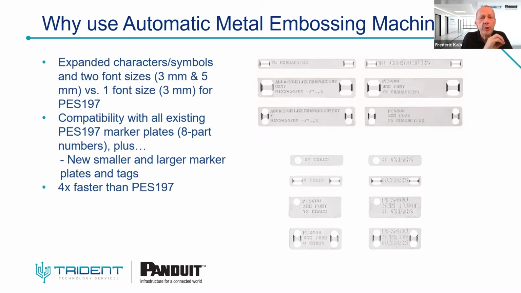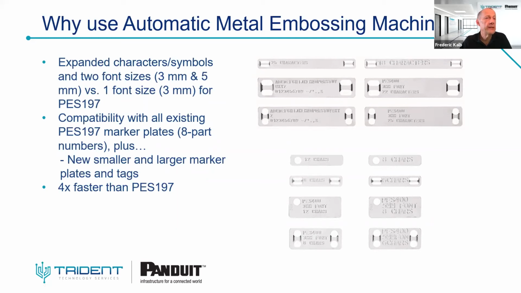You can also use more types of marker plates and tags on this new solution than on the old one. You see it here on the screen. Let me use my mouse. These are the larger plates that were fitting into the PES 197. Now you can also use such smaller ones, and here you see the larger characters and the smaller characters.